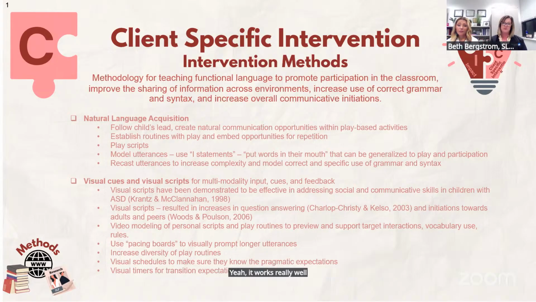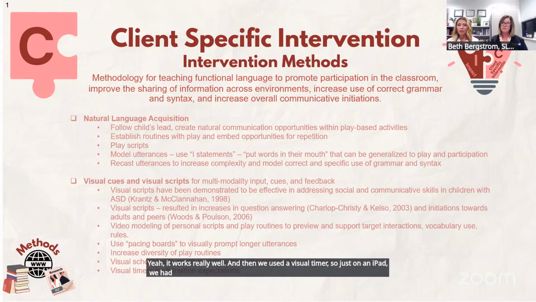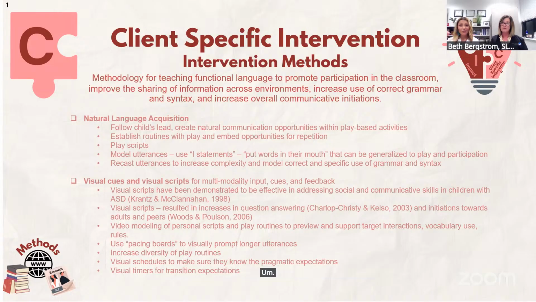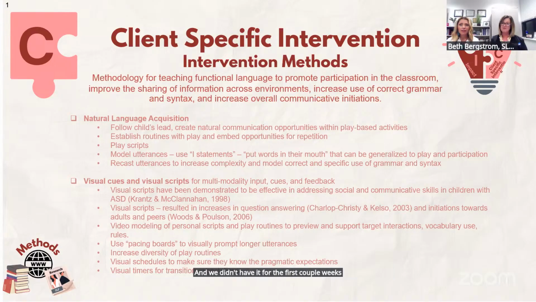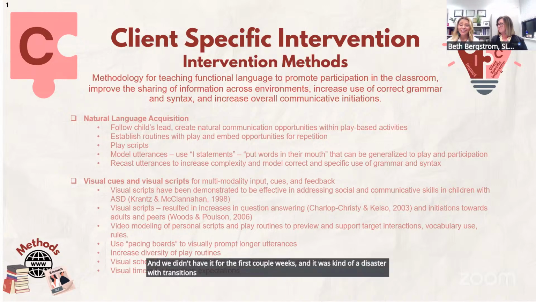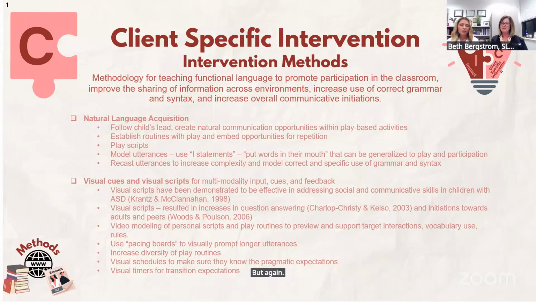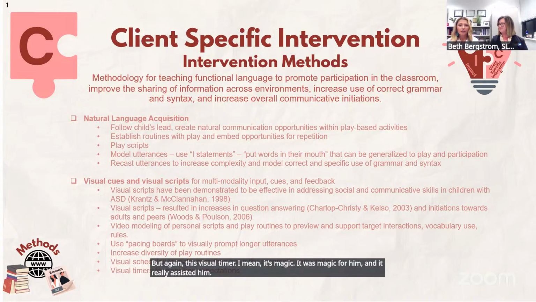And then we used a visual timer. Just on an iPad, we had an app of a visual timer. Jackson got to the point that he would set the visual timer, which he loved, that responsibility of doing it. We didn't have it for the first couple weeks, and it was kind of a disaster with transitions, especially at the end of the therapy session. Yeah, that was kind of a mess. But again, this visual timer, it's magic. It was magic for him and it really assisted him. You'll see that in the video here.